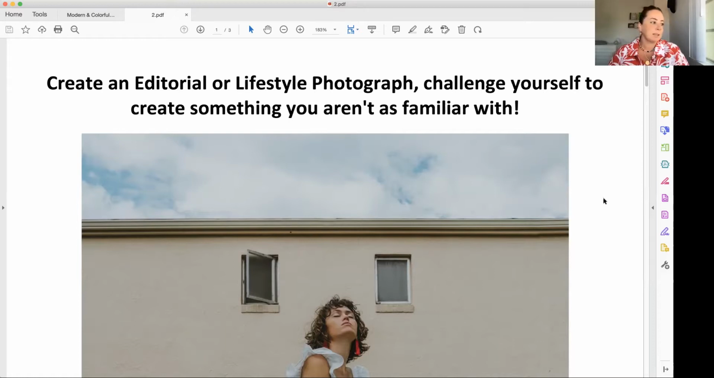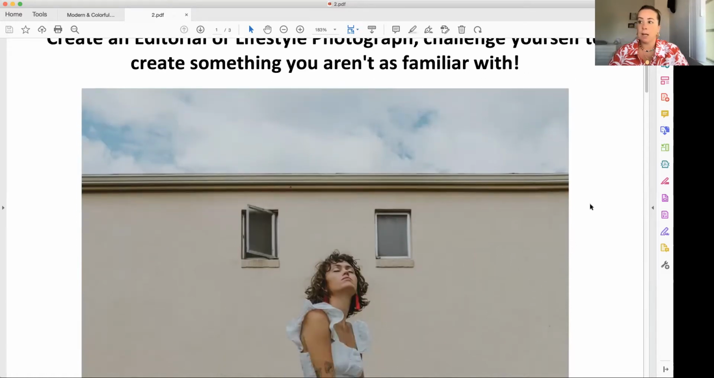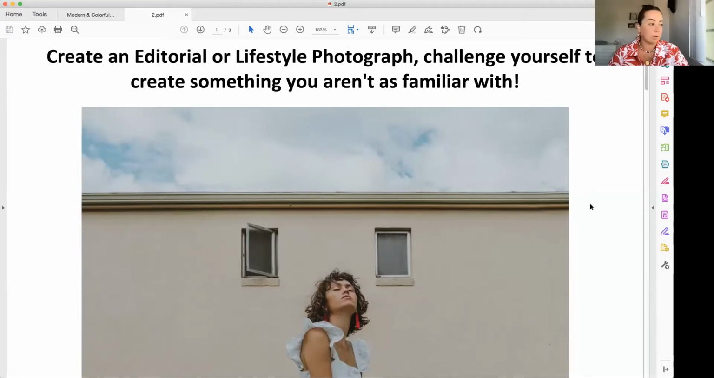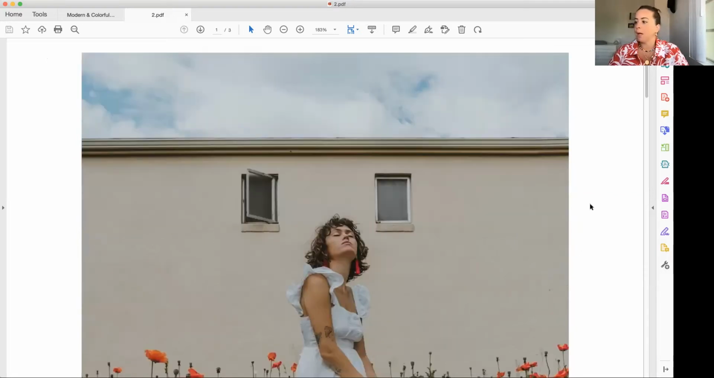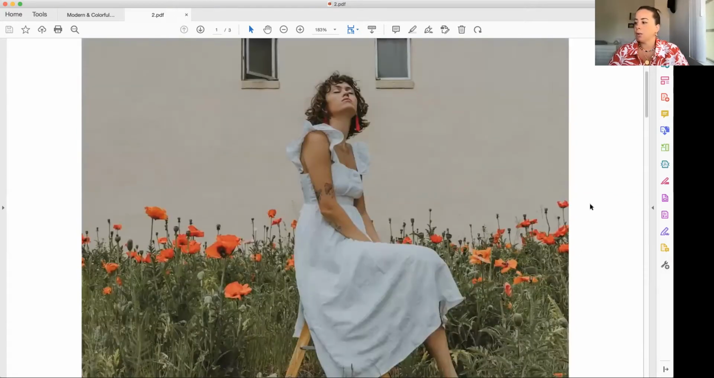After this week's notes and reading the chapter in the book, you should have a really good understanding behind the difference between editorial and lifestyle and what it means to create those type of images. Okay, so let's go through the project requirements.